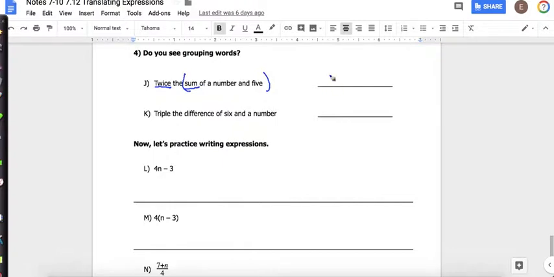Okay, pardon the interruption there. So twice the sum of a number and 5. So I have to group the sum of a number and 5 together, and I have to twice it. So I'm going to multiply the whole thing by 2. So sum of a number and 5, group it together, and multiply by 2.